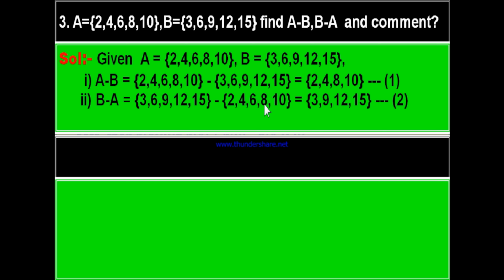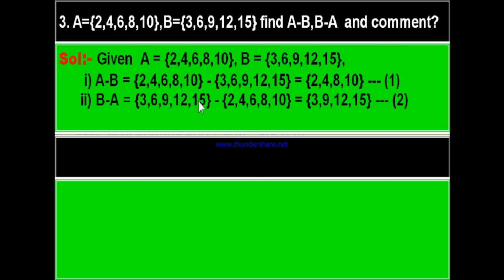9 is not there in the second set, therefore write 9. 12 is not in the second set, therefore write 12 also. And 15: you could not find 15 in the second set, therefore write 15 also. Then B minus A is equal to the set {3, 9, 12, 15}.